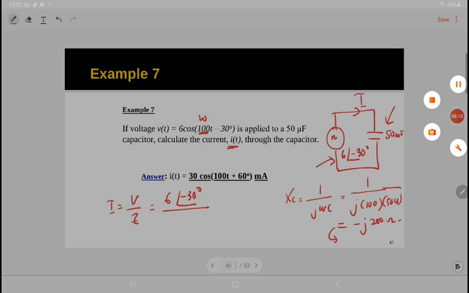So, a summary for impedance and admittance of the basic elements R, L, and C. The impedance for the resistor equals R. The impedance for the inductor is j omega L, and the impedance for the capacitor is 1 over j omega C. The admittance for the resistor is 1 over R, the admittance for the inductor is 1 over j omega L, and the admittance for the capacitor equals j omega C, right? I think this was already explained in the previous video.